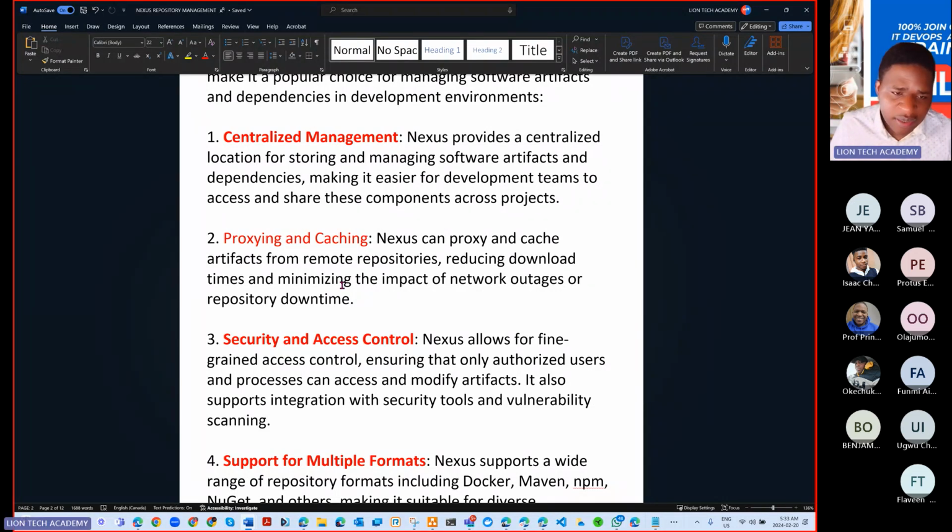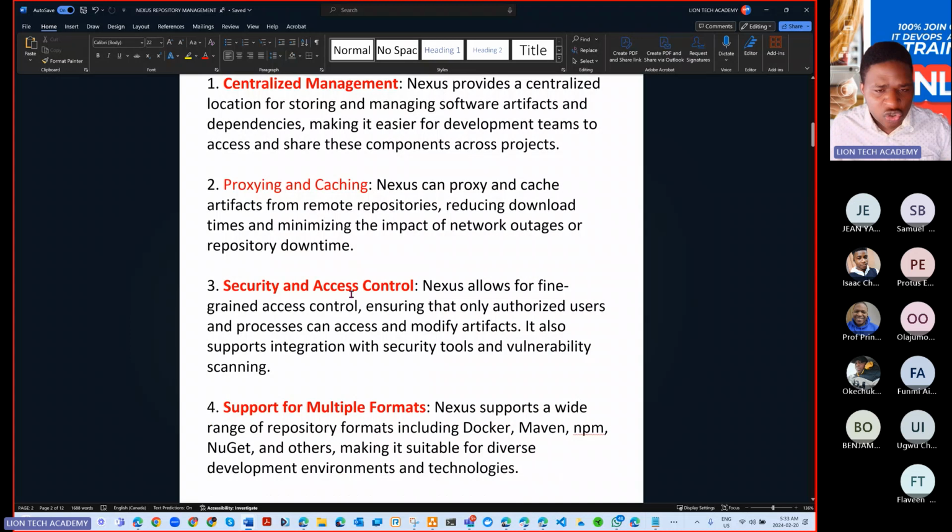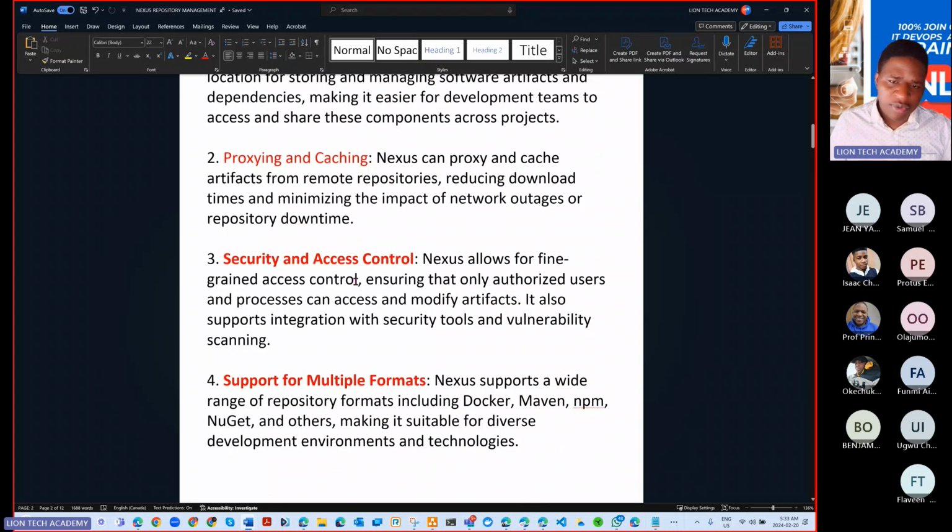Again, Nexus has very strong security and access control management. Nexus allows for fine-grained access control, ensuring that only authorized users and processes can access and modify artifacts. It also supports integration with security tools and vulnerability scanning.